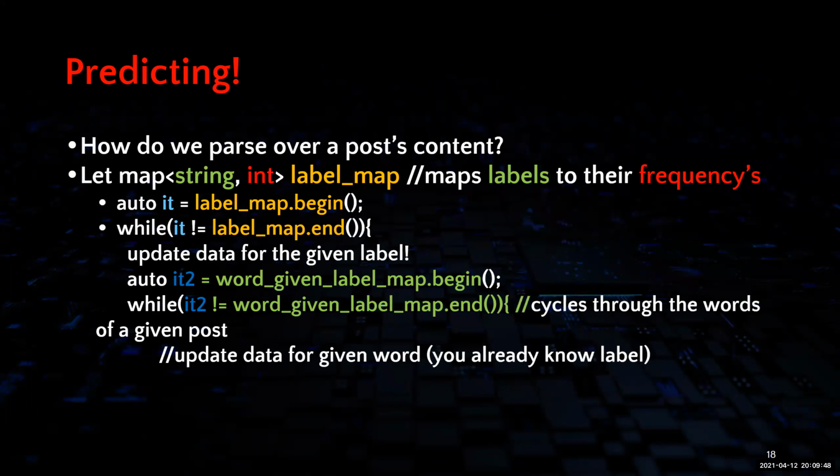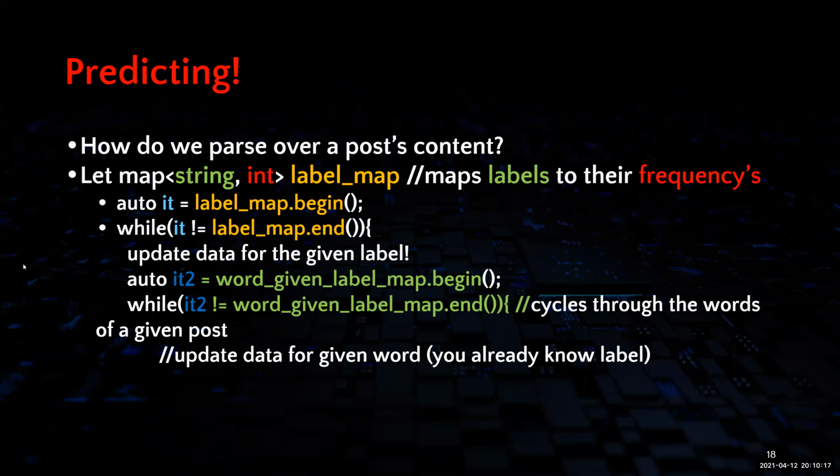So right here, label map holds the label frequencies. I'm going to set our auto iterator equal to the beginning of our label map. After that, while I'm not pointing past the end, I update our data with the label. And all I'm doing here is looking through the contents of the post I'm reading in, and I am going to calculate the log score based on those words.